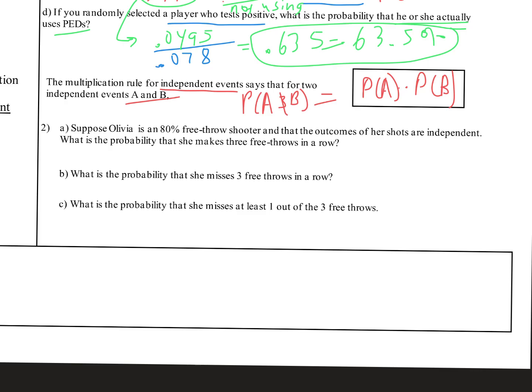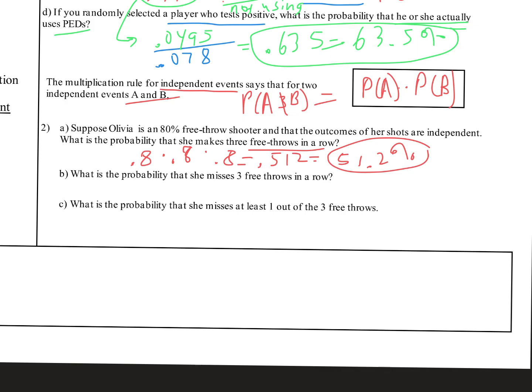So something like this: suppose Olivia is an 80% free throw shooter, and the outcomes of her shots are independent. What's the probability she makes 3 free throws in a row? So this would be she makes the first one, and she makes the second one. Actually, I'll just use the multiplying dots for this. So 3 in a row. She makes the first one, and she makes the second one would be times 0.8. And she makes the third one would be times 0.8 again. So 0.8 times 0.8 times 0.8, and that comes out to 0.512. So 51.2% chance she makes 3 in a row, even though she's an 80% shooter.